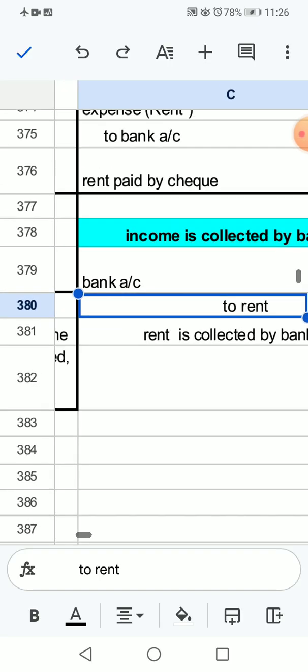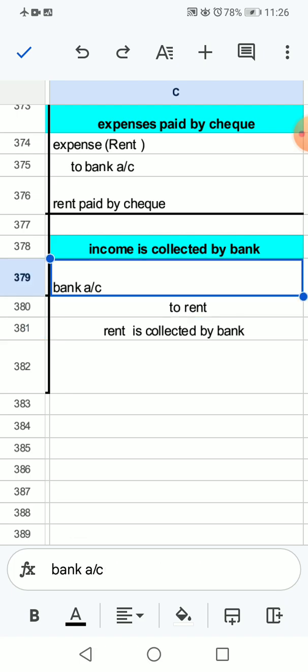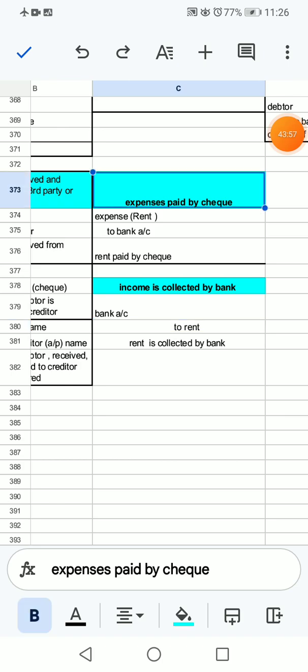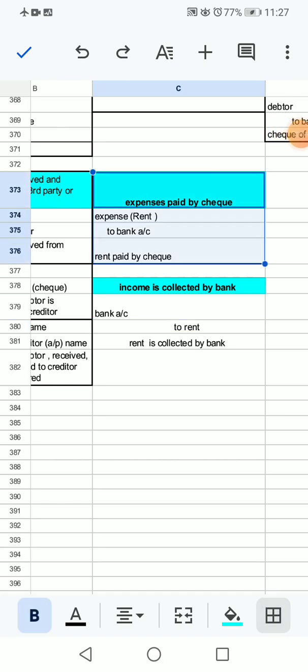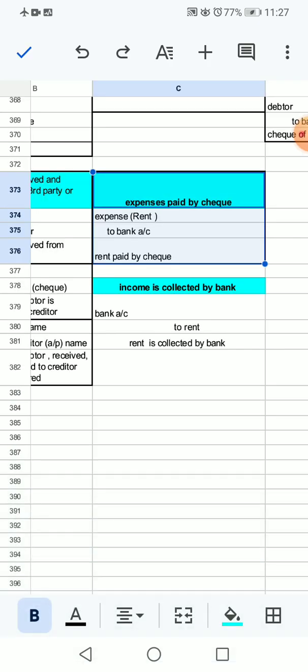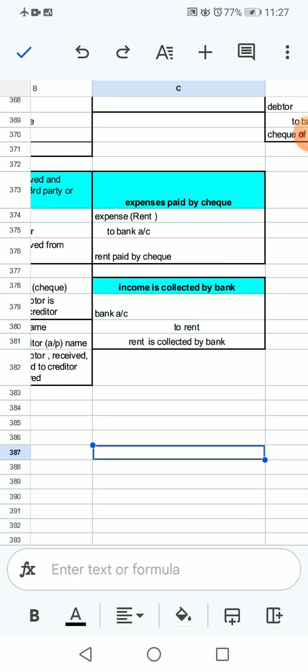When rent is collected by the bank, your bank account will increase. Rent is your income and income is always credited. That is why you have written rent on the credit side. So here we have completed our next two stages: any expense which is paid through bank or check, or any income which is collected by the bank. Okay, now please pay attention.